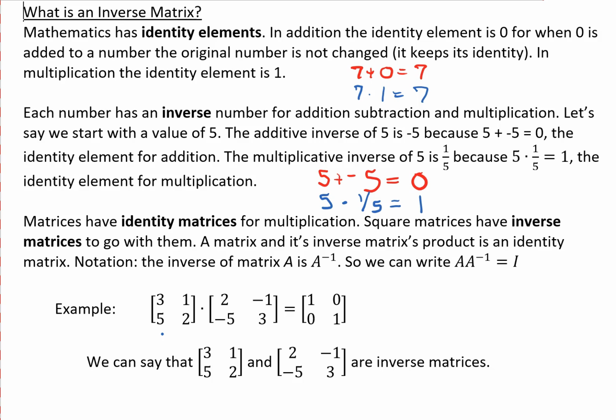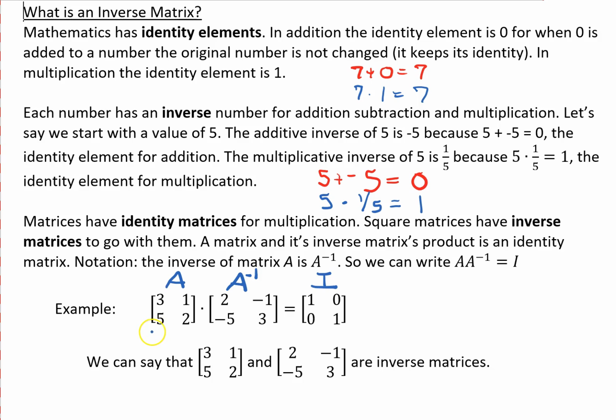Now let's take a look at all that verbiage and how it applies. In this example, let's say I start with this first matrix. I'll call it A. Now the second matrix, when I multiply it with the first matrix, gives me an identity matrix. That tells me that this second matrix is the inverse matrix of my original. The -1 as an exponent indicates that it's the inverse matrix.